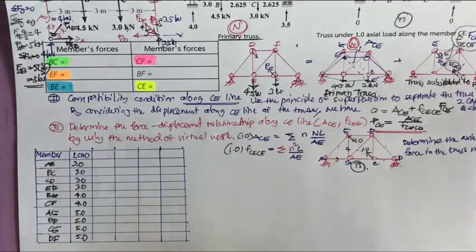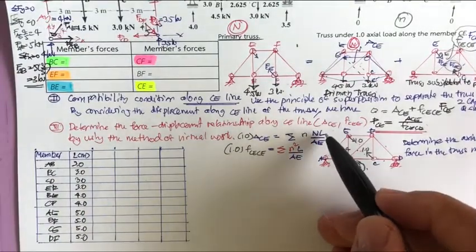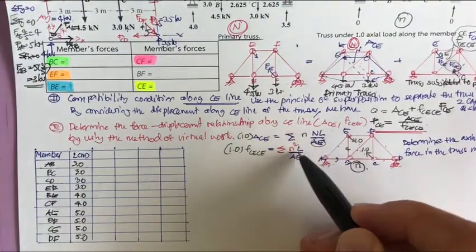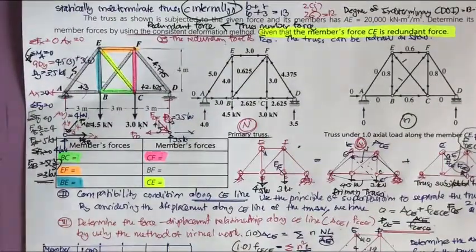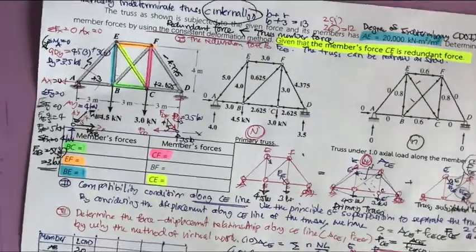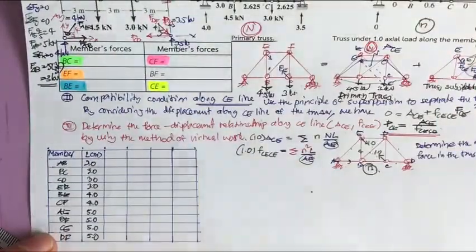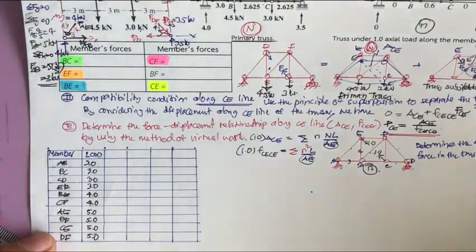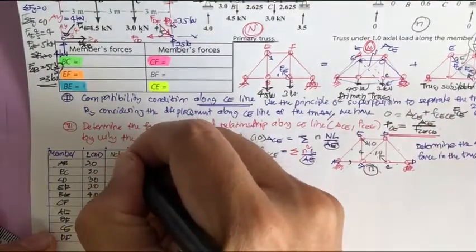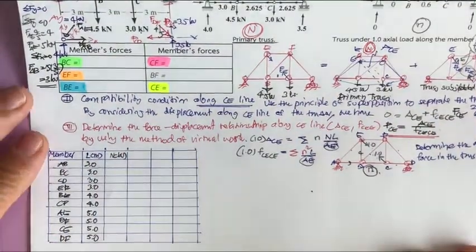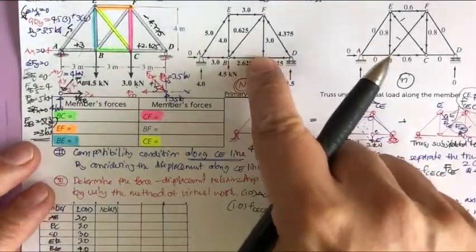Okay, and from this equation, you have what? You have the member, you have L. AE, you don't need it because AE is set to be a constant of 20,000. All the members have the same AE. And then you have the N, right? So you have the N in kilonewtons. And you must copy all the N from here.